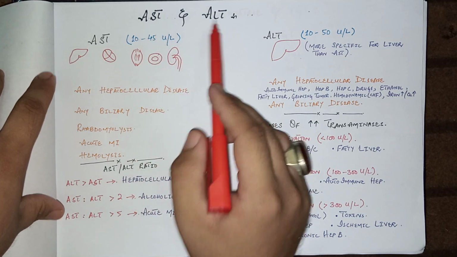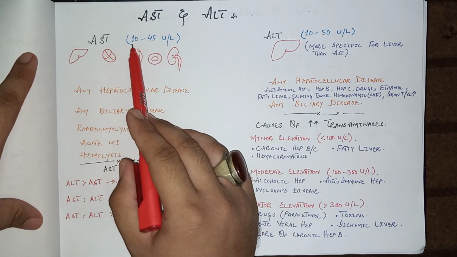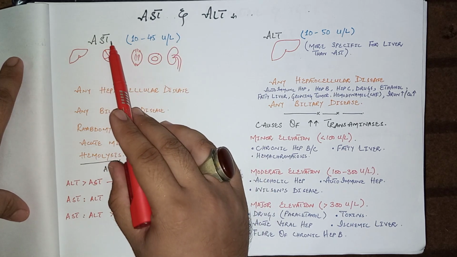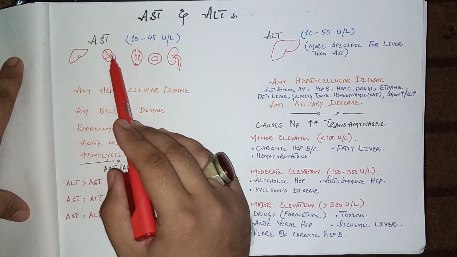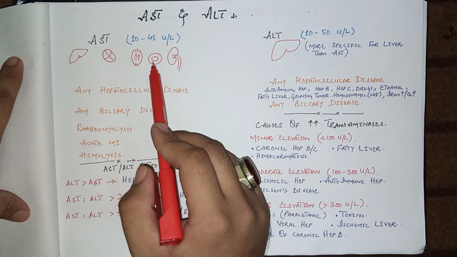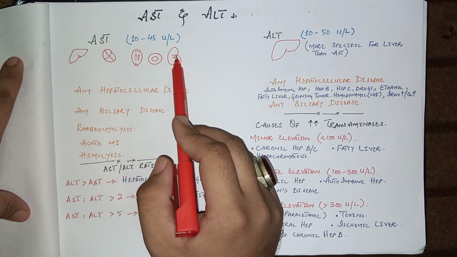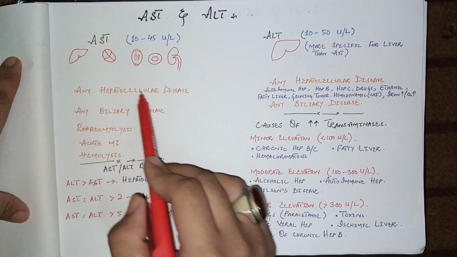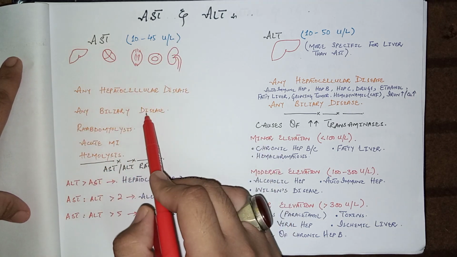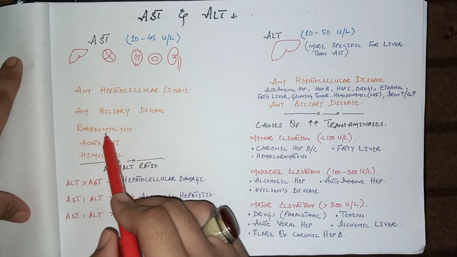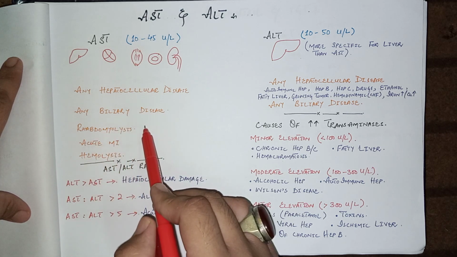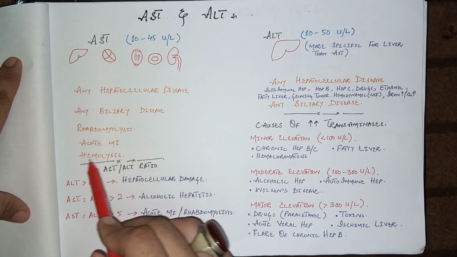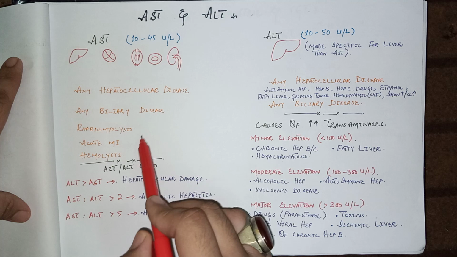AST and ALT. In AST, the normal value is 10 to 45 units per liter. AST is not specific for liver. It is also found in heart, skeletal muscles, red blood cells and the kidneys. The AST levels are above the normal when there is any hepatocellular disease, any biliary disease, as well as rhabdomyolysis, that is breakdown of skeletal muscles, and acute MI, that is myocardial infarction, and hemolysis, that is breakdown of RBCs.